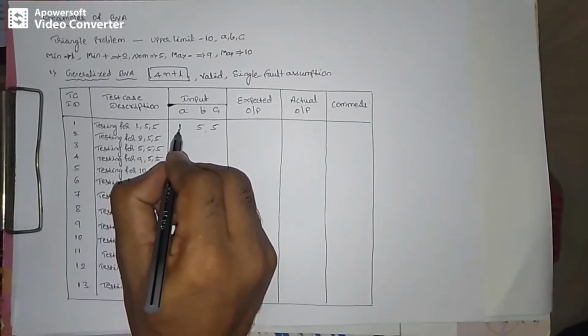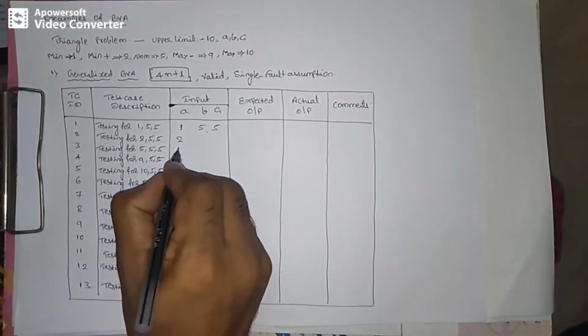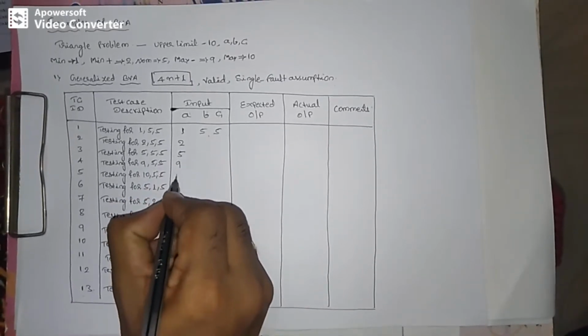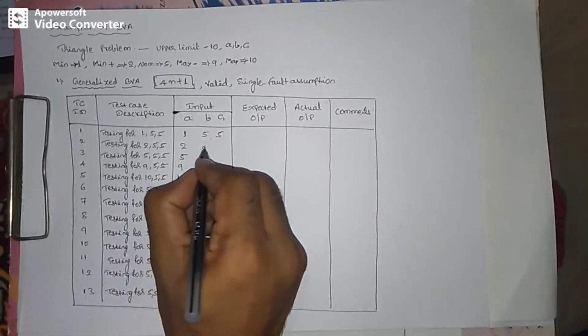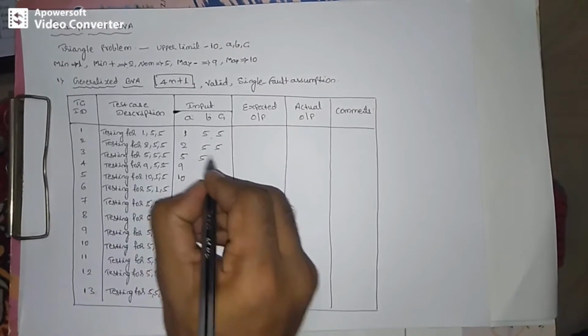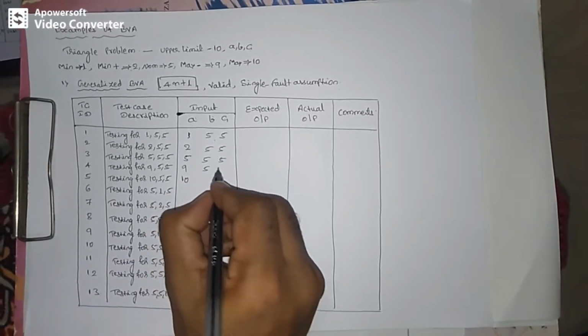First is what? Minimum, minimum plus, nominal, max minus, max. Then what about these two input values? These two input values will be nominal.